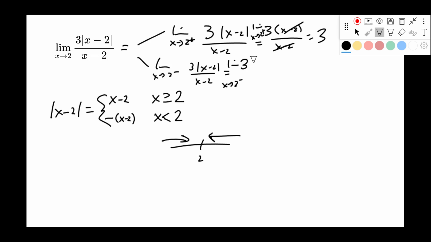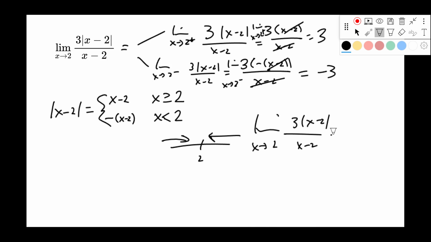Okay, that's going to be 3 times negative x minus 2 over x minus 2. So these x minus 2s are going to cancel, and I get negative 3. So that means the limit as x approaches 2 of 3 times the absolute value of x minus 2 over x minus 2 does not exist. And that's the correct answer. Okay? And that's all there is to it.